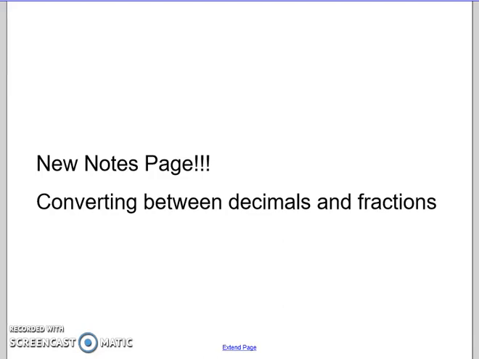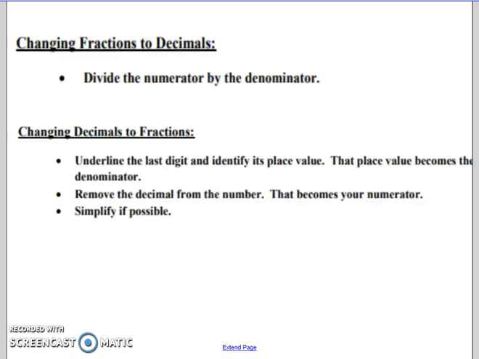Alright, it's a Friday, and we have a new notes page, converting between decimals and fractions. So go ahead and start that new header. Make sure you put this as a title at the top of the next page. And as always, whenever we have a new title, you have to put it into your table of contents. Also, don't forget to have those page numbers a-going. Go ahead and pause the video and copy these notes onto our new notes page.